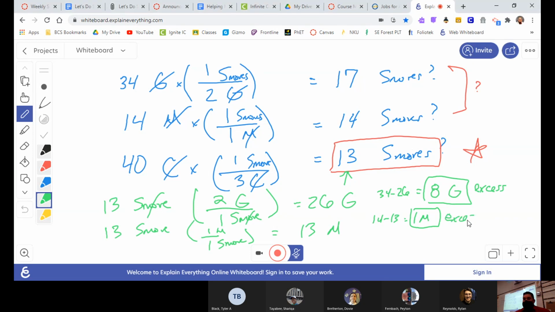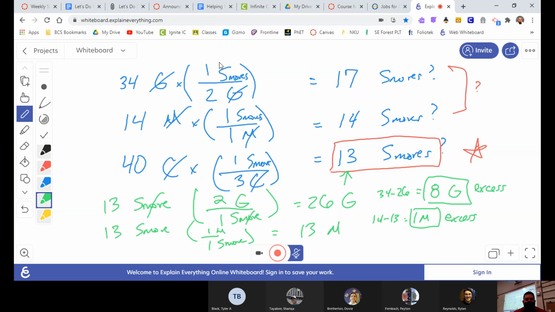So those are going to be my leftover stuff that I have. I have 1 leftover marshmallow, 8 leftover graham crackers. There will be 1 left of the chocolate too, because you started with 4. Yeah, I'll end up with a 0.3.